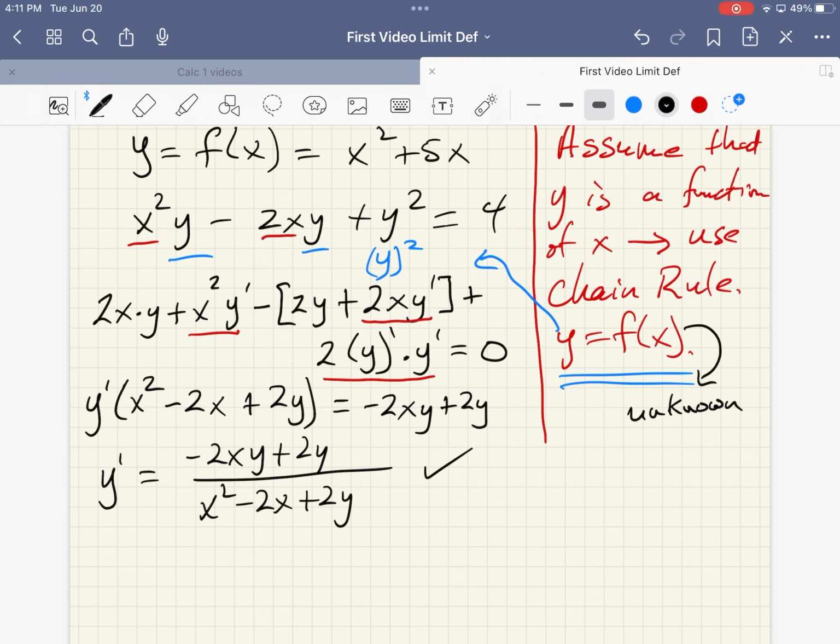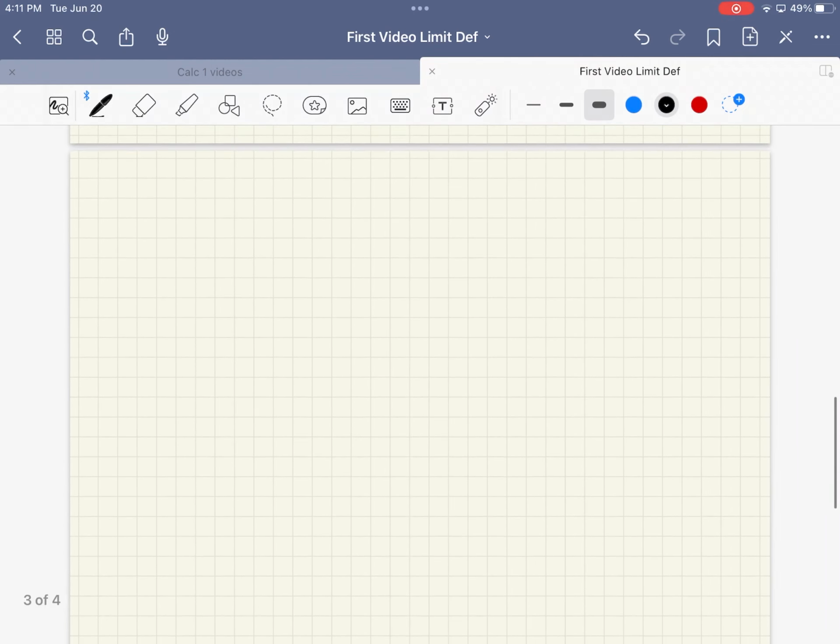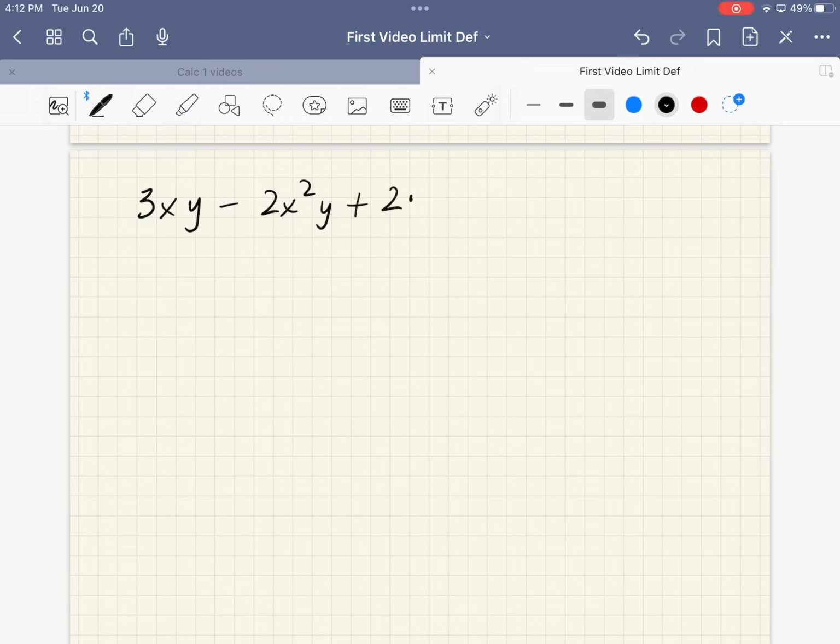Okay, so I'm going to give you another example, and I want you to try it. Pause the video and try it after I write this down. So let's try this one here: 3xy minus 2x squared y plus 2xy squared equals x plus y. All right, so pause the video and try that one.